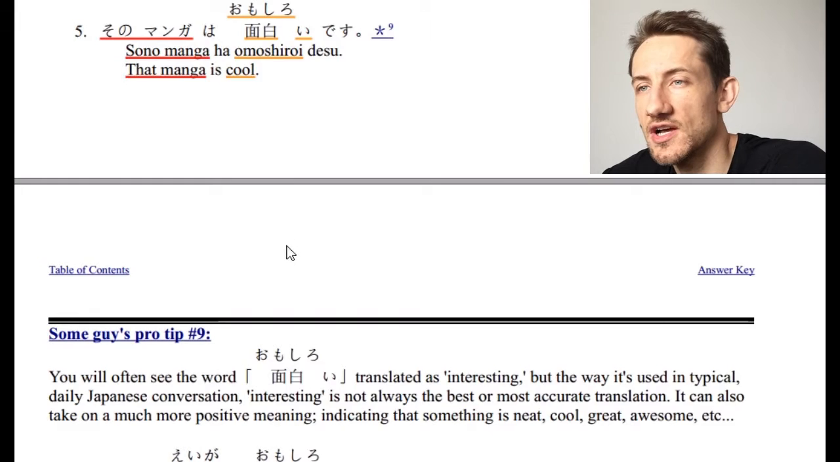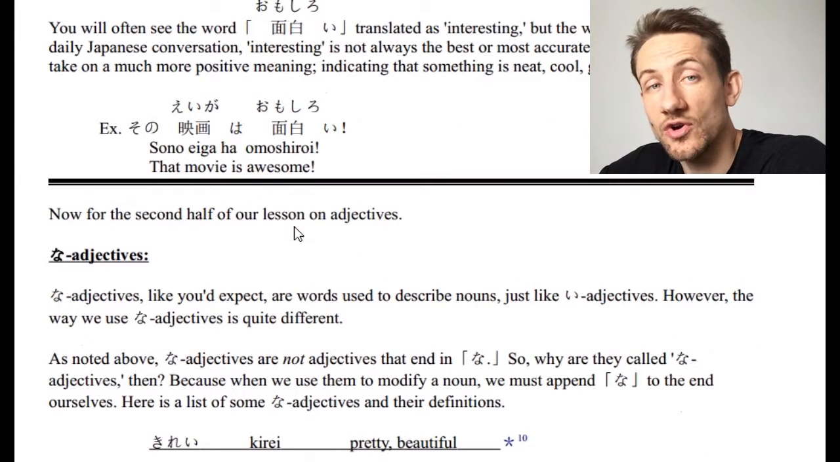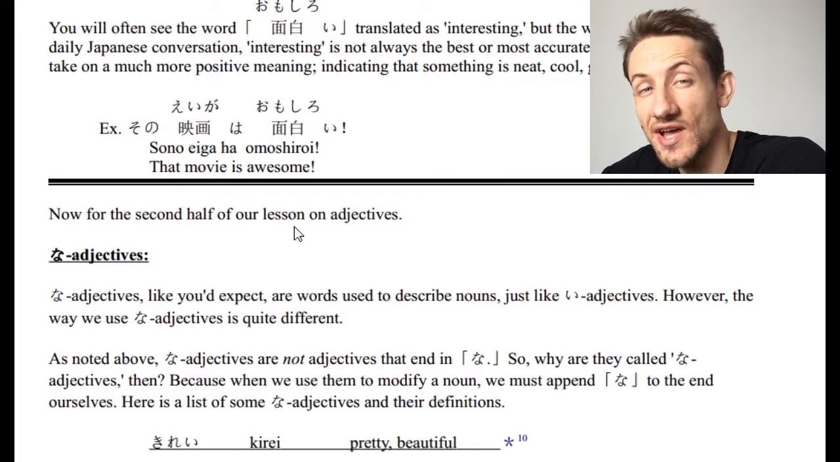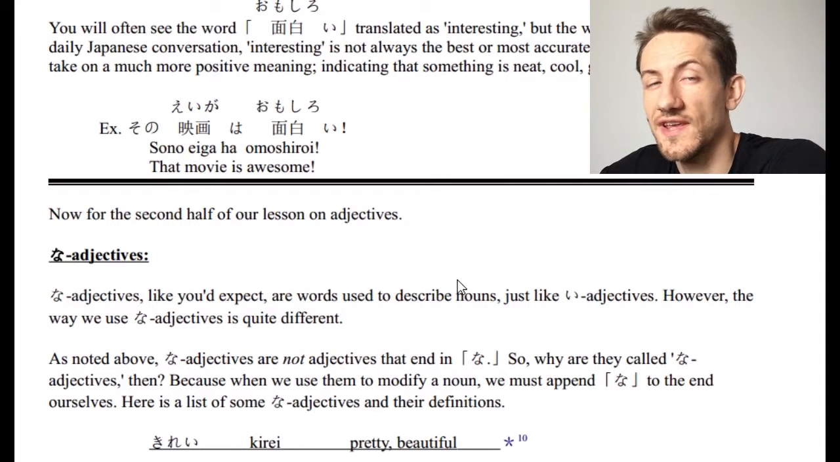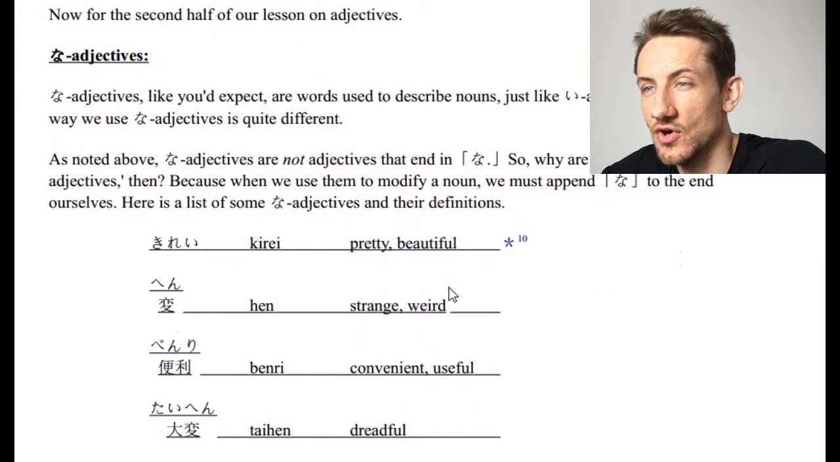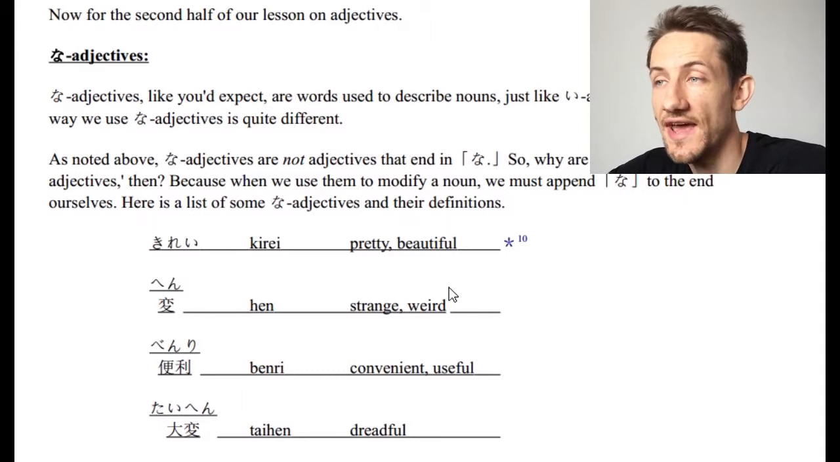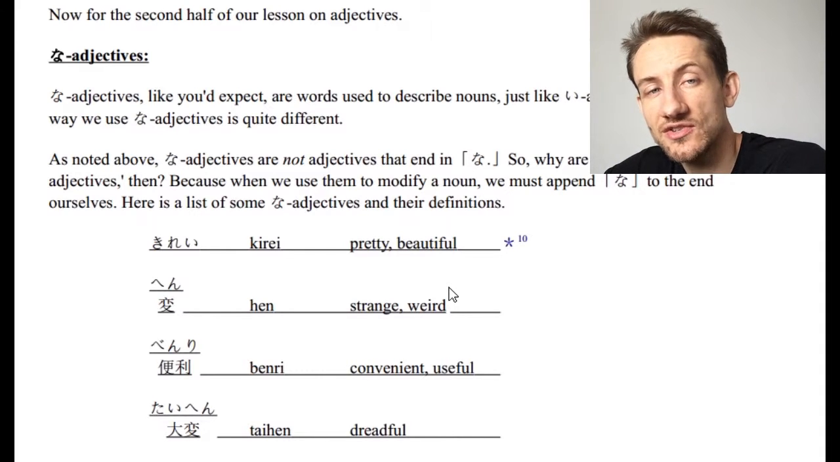All right, and moving on. Now we're going to look at our na-adjectives. So i-adjectives are pretty easy. Na-adjectives are a little more difficult, so we'll take it a little slower. Like you'd expect, na-adjectives are used just like i-adjectives to describe a noun. But the way we describe a noun with a na-adjective is a little different.